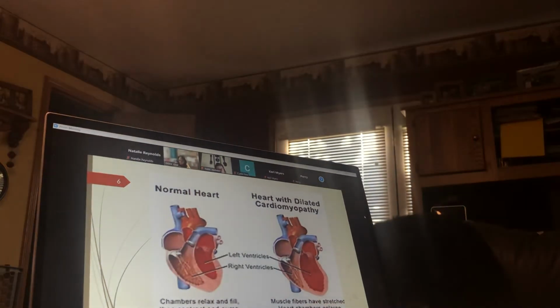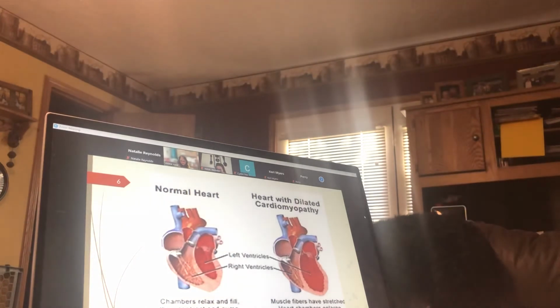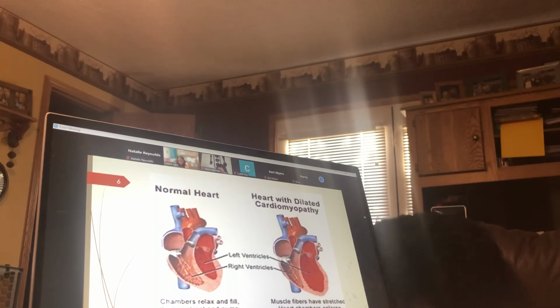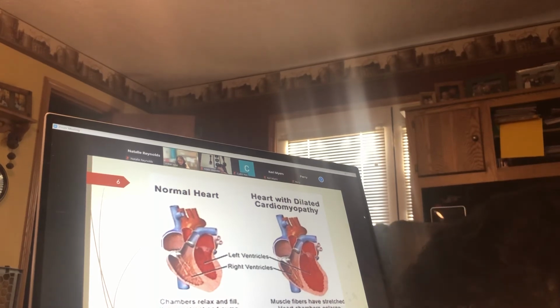And there are 3 types of cardiomyopathy. We have the dilated. So this is severe damage to myocardial cells of the ventricles. Very poor prognosis with this one. And again, you're going to treat that underlying cause. What is causing this? Is it heart failure? Is it something else going on?